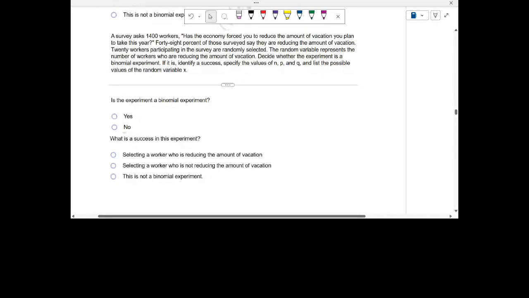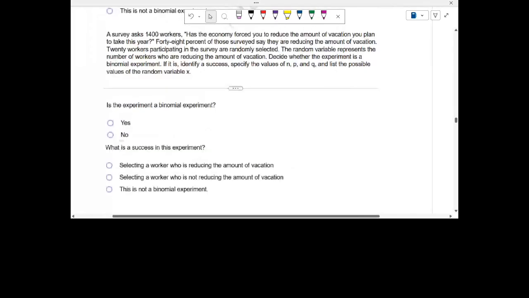A survey asks 1,400 workers, has the economy forced you to reduce the amount of vacation you plan to take this year? 48% of those surveyed said they are reducing the amount of vacation. 20 workers participating in the survey are randomly selected. The random variable represents the number of workers who are reducing the amount of vacation. Decide whether this is a binomial experiment. If it is, what's the success? What are the values of N, P, and Q? And list the possible values for the random variable X.